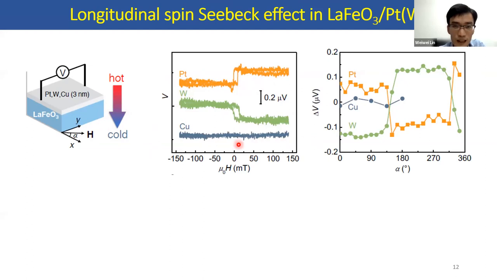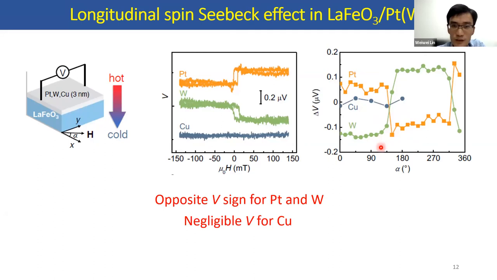We can see the angular dependence is also a transition between the two voltage levels, positive for platinum and negative for tungsten. The signs are opposite for platinum and tungsten. This means the measured voltage depends on the spin Hall angle of the material. For copper, the voltage is negligible. So this demonstrates the measured voltage is related to the longitudinal spin Seebeck effect in lanthanum ferrite. The detected voltage is the inverse spin Hall voltage.